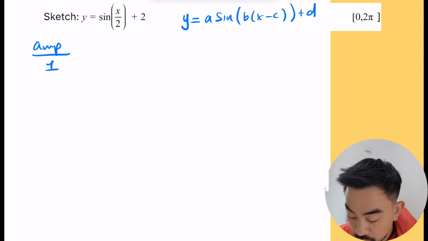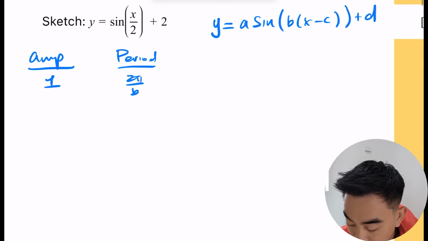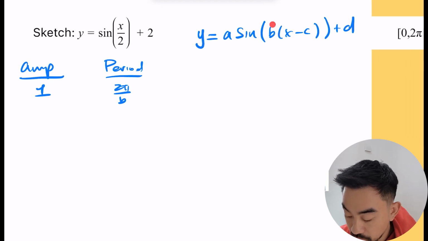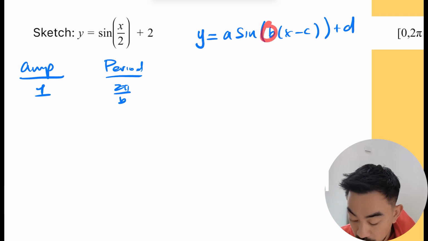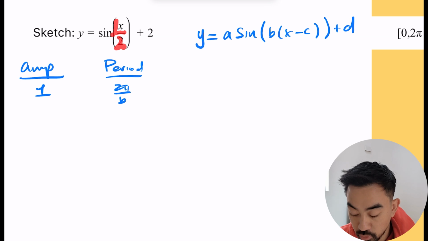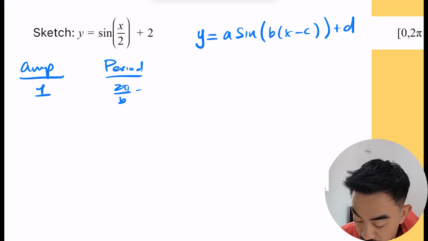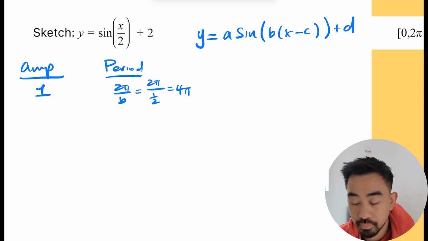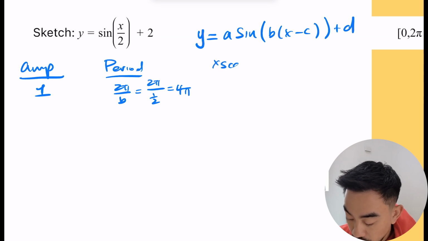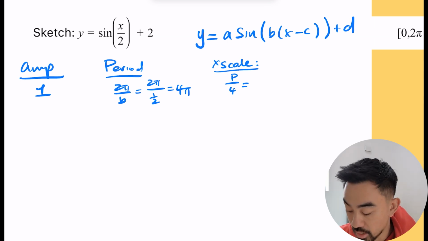Now b here, or our period I should say, before, our period is 2 pi divided by b. Now in this case b is the number next to x, just a number by itself. So in this case, you're going to see it's actually 1 over 2, because that's the number next to x. So this is 2 pi over a half. 2 pi divided by a half is 2 pi times 2, so that's 4 pi. Okay, that's our period. Our x scale is going to be period divided by 4. So in this case, it's 4 pi over 4, so just pi.